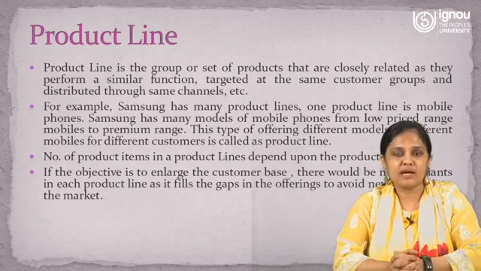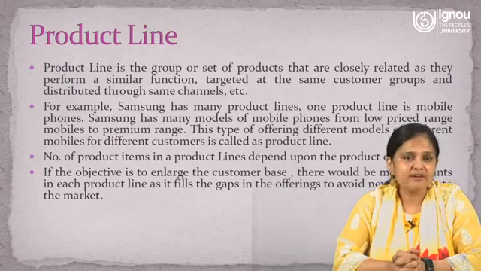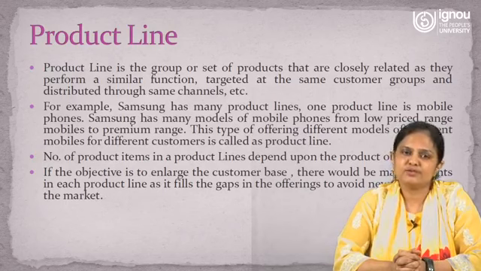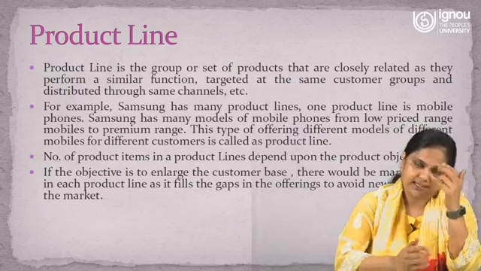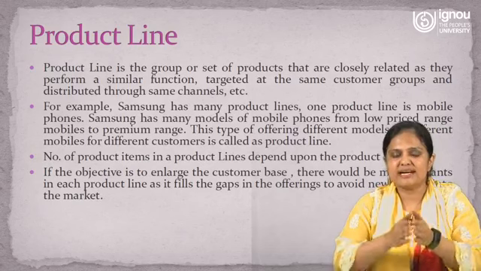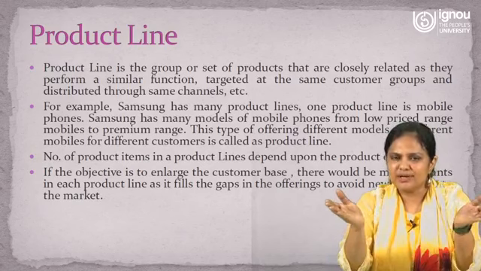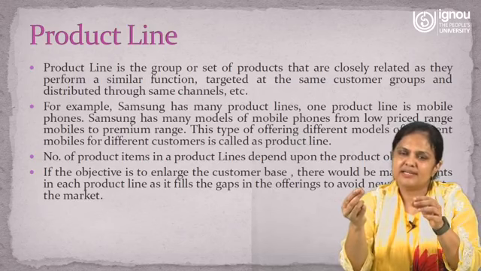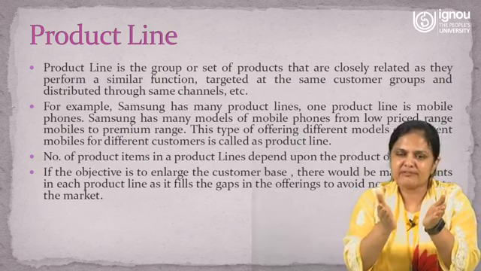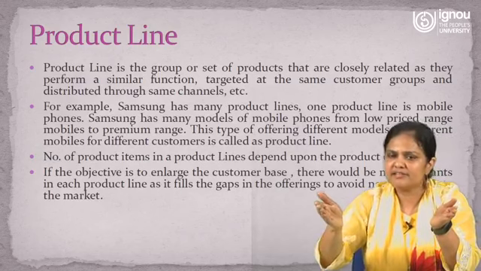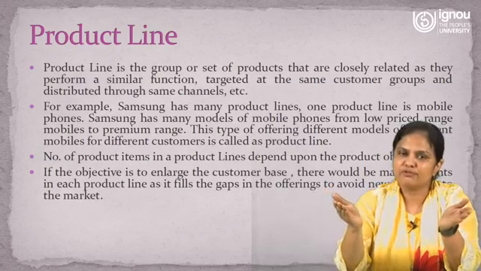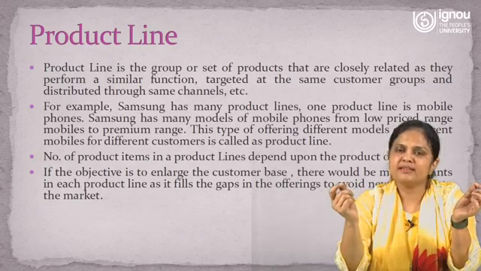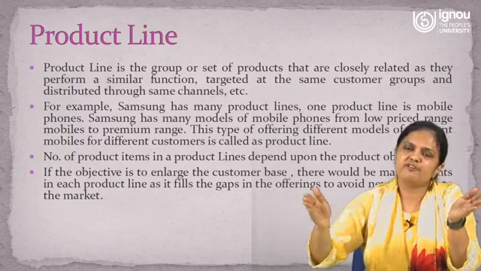If the objective is to enlarge the customer base, there would be many variants in each product line as it fills the gaps in the offerings to avoid new players entering the market. If the company aims at enlarging the customer base, then it would like to satisfy the needs of each and every customer. So if by making certain variations in similar products they can cover all that, they will try to fill the gaps in the products that they have, and then they would offer more than one variant of a product in a particular line.